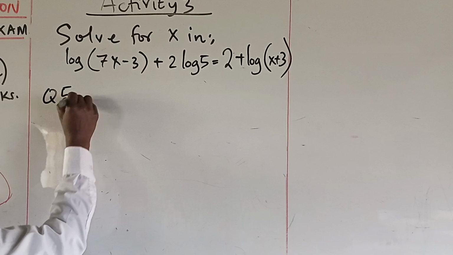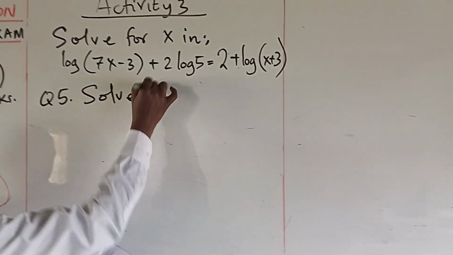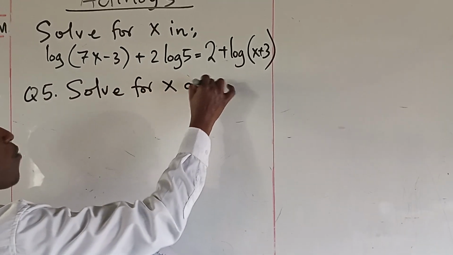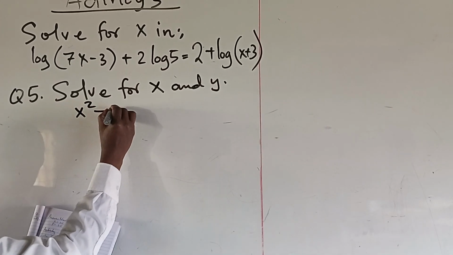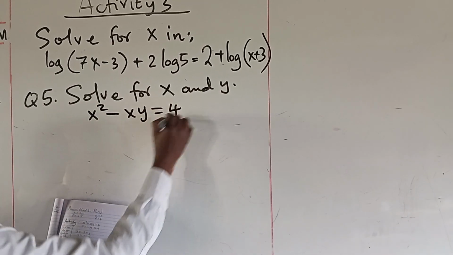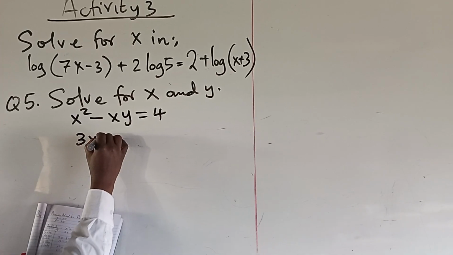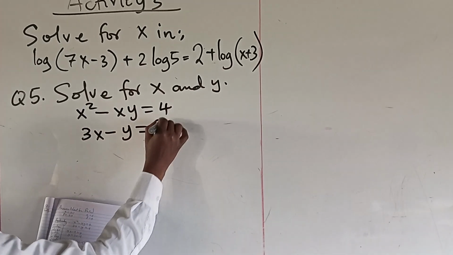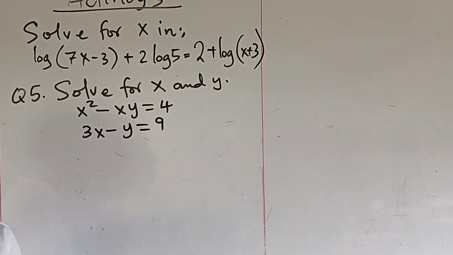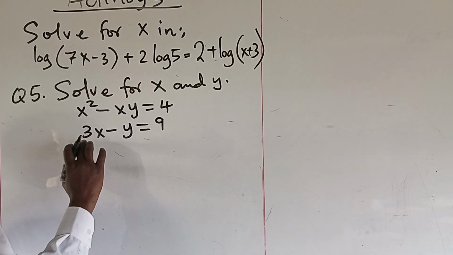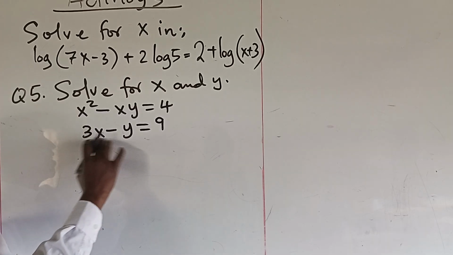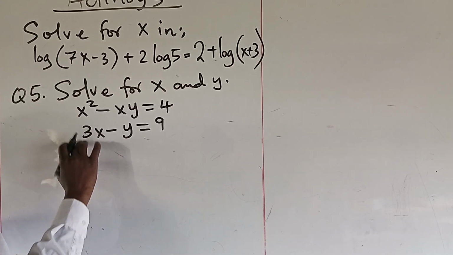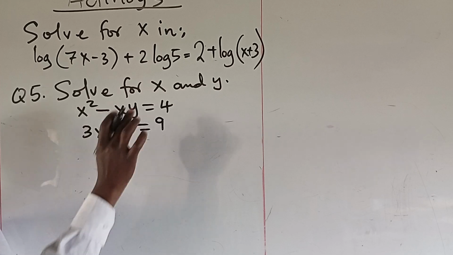Question 5. We are required to solve for x and y, given that x squared minus xy is equal to 4, 3x minus y is equal to 9. So how do we go about this one? The simple rule in geography says the smaller river drains into the bigger river. So this linear equation will be substituted into the quadratic equation. How do we go about that?